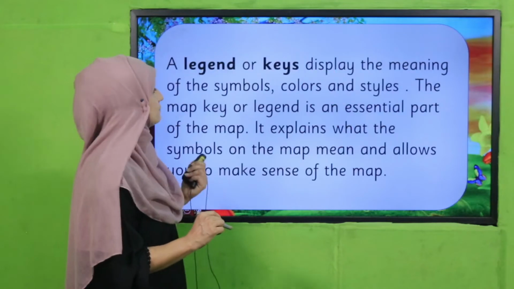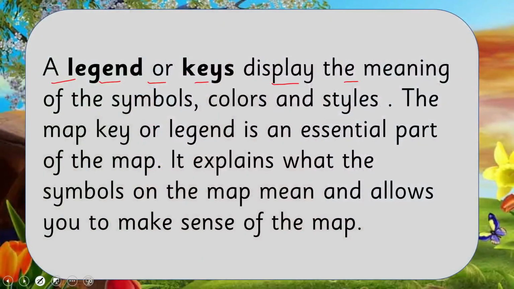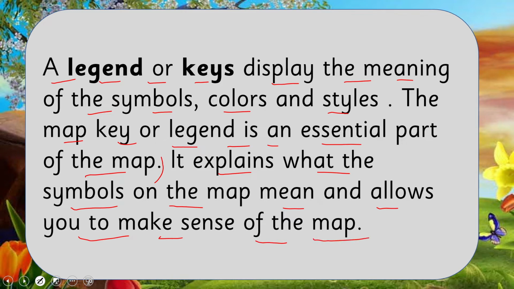So let's see what are map keys. A legend or key displays the meaning of the symbols, colors, and styles. The map key or legend is an essential part of the map. So map keys are an essential part of the map, my dear students. Why are these keys essential? Because it explains what the symbols on the map mean and allows you to make sense of the map.